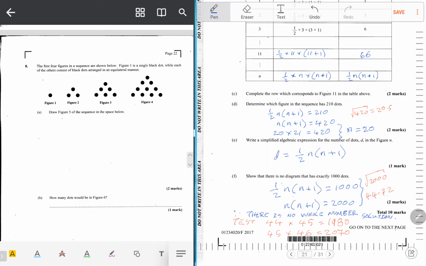And therefore, there's no number that could. It has to be a whole number, or a natural number, because remember, the figure number has to be a whole number. So there's no whole number solution. By showing them, you go to 44, you get 1980, and if you go to 45, you get 2070. So there's no whole number that will give you 2,000, basically. All right, so that completes that. Next question.